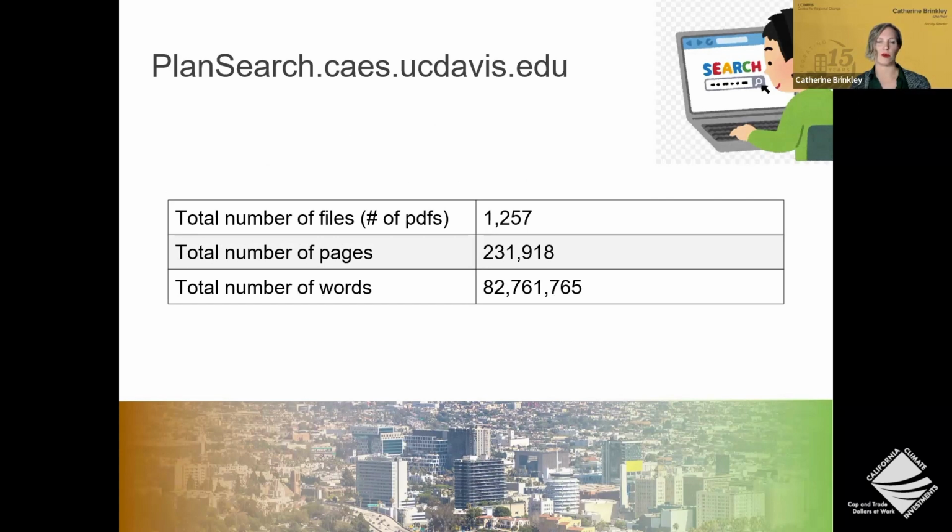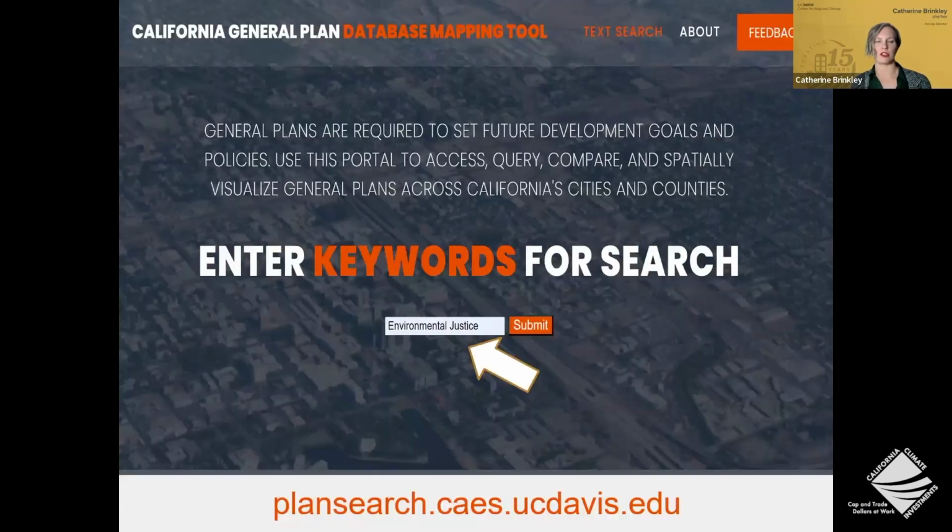The database right now covers over 1,000 plans, and within those plans, 82 million words. Each plan can be several hundred pages. So having a search engine will help you rapidly locate policies of interest. This is what the interface looks like.